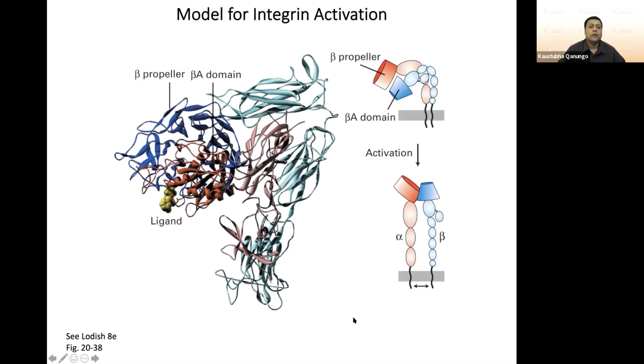So here we are looking at the model for integrin activation. This is a molecular model right here. And first, let's take a look at the cartoon. So what happens is that when integrin is inactive, you have these two domains, the beta and the alpha domains. And they have this typical structure where they're kind of bent over the plasma membrane. Right here is the plasma membrane, they're kind of bent over.